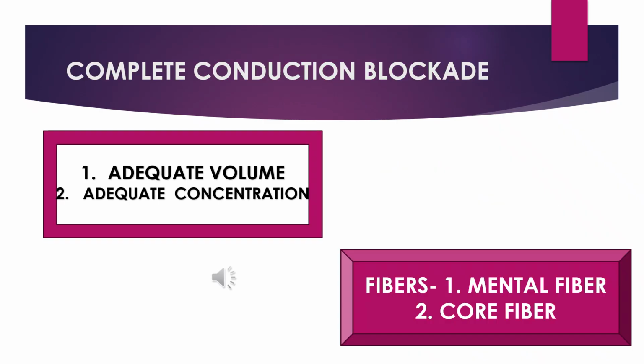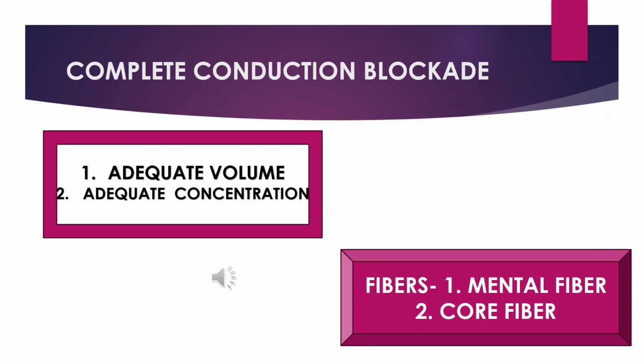Complete conduction blockade occurs with adequate volume and adequate concentration. So if we have adequate volume and adequate concentration, then complete conduction blockade occurs. And second, this depends on the mantle fibers and core fibers. Mantle fibers, as I have told earlier, are near the surface of the nerve, and core fibers are in the inside of the nerve.